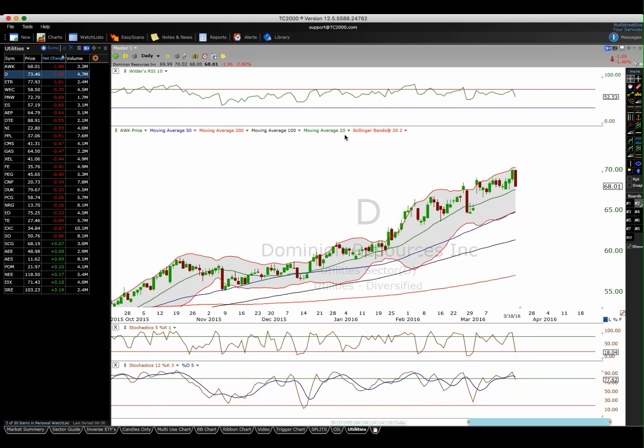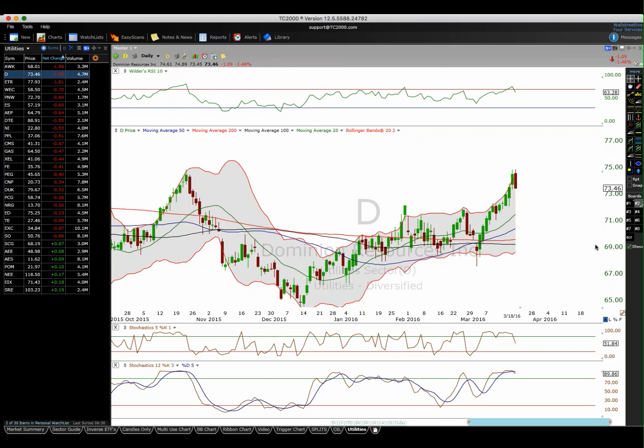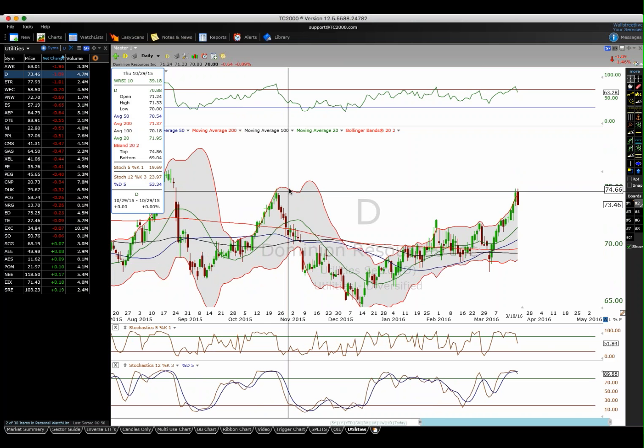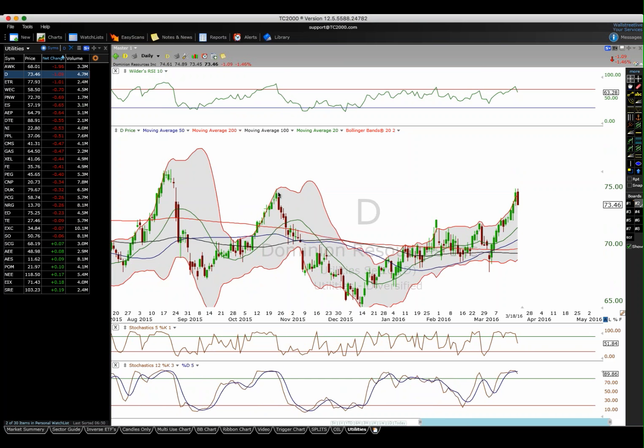Boom, draw your lines out. Draw your line. Oh, this one's even better. 69, 70. This is a $5 move to the downside. Where's my trend line? Let's see. Let's draw this line out. All right. So check it out.